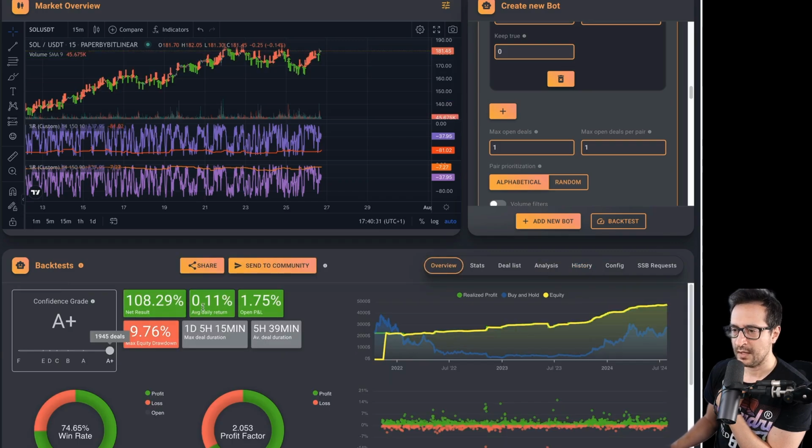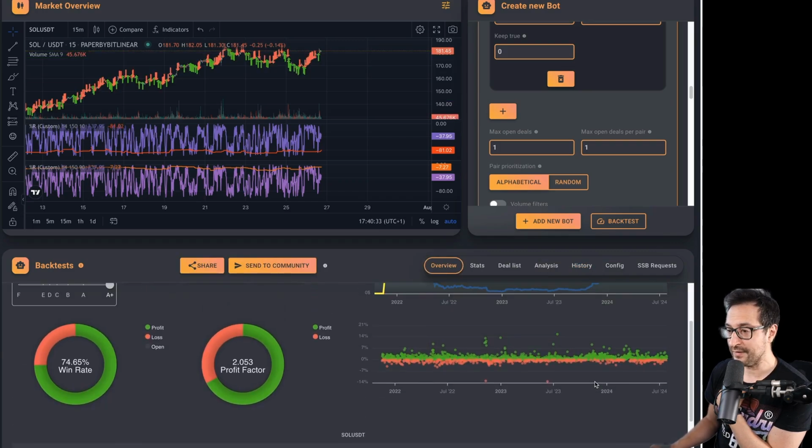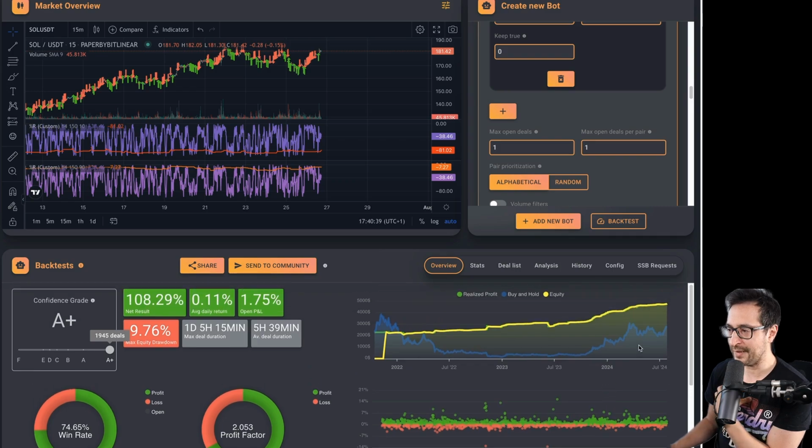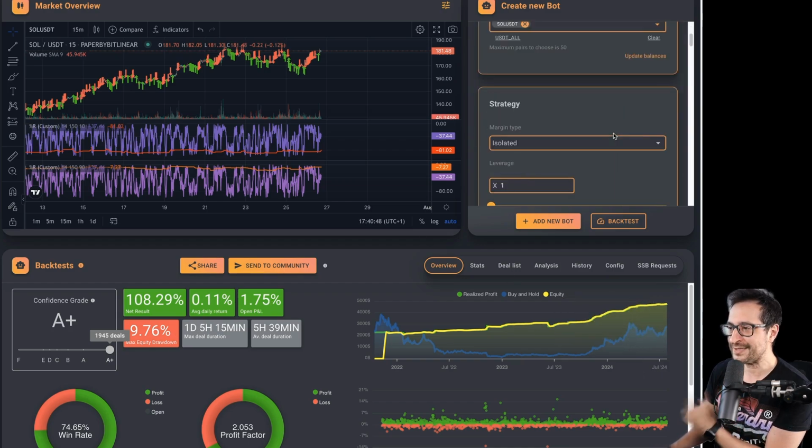Let's load these details. We get 0.11, and we got some losers here for 13%, so still kind of the same losses, but we are now doing much better. You can see how much higher we are getting from the buy and hold just by getting a 0.11. So what changed here?